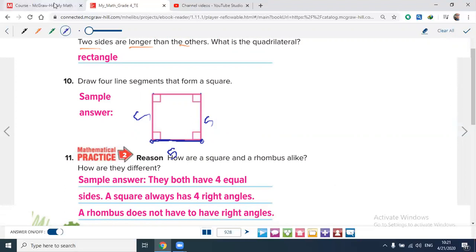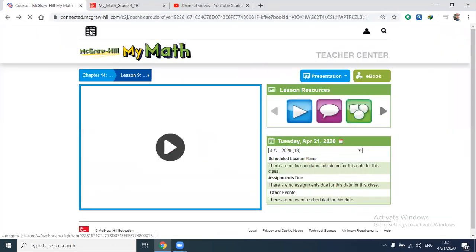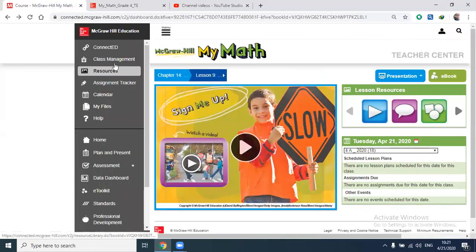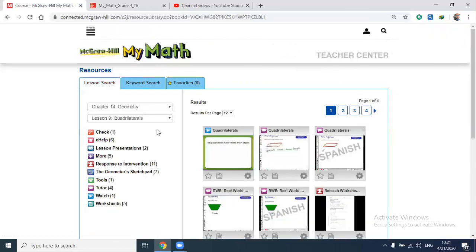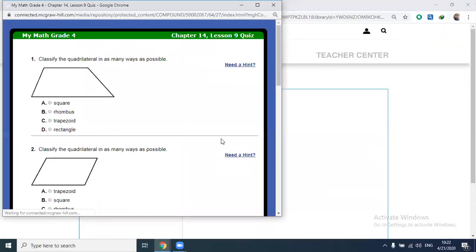Now let me show you a quiz about the lesson. Self-check. Here, classify the quadrilateral in as many ways as possible. What is it called? Square, rhombus, trapezoid, or rectangle? It's a quadrilateral.